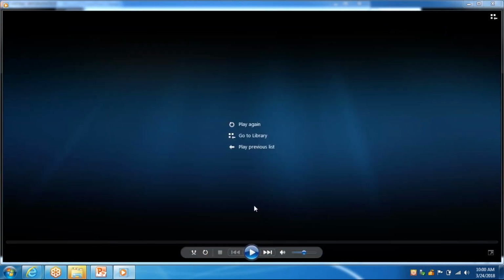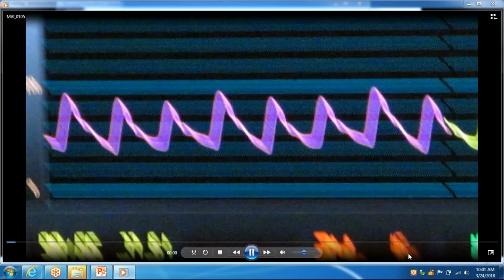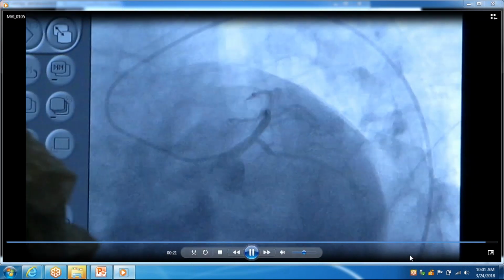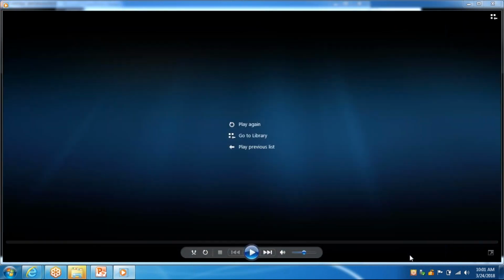I don't think we have one with the left ventriculography, but we use the same approach. We're going to stop here.